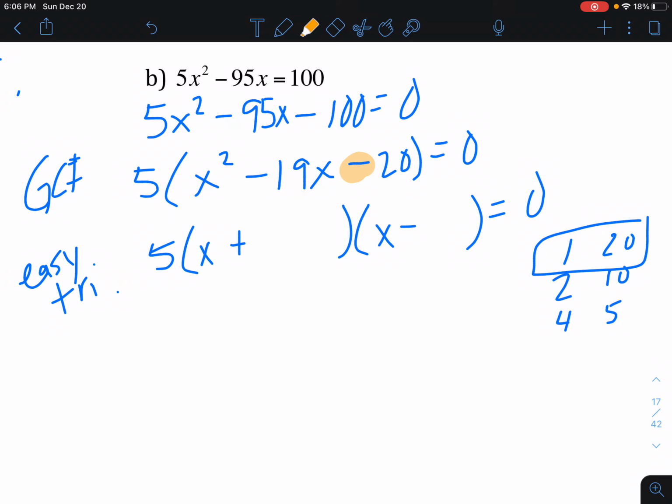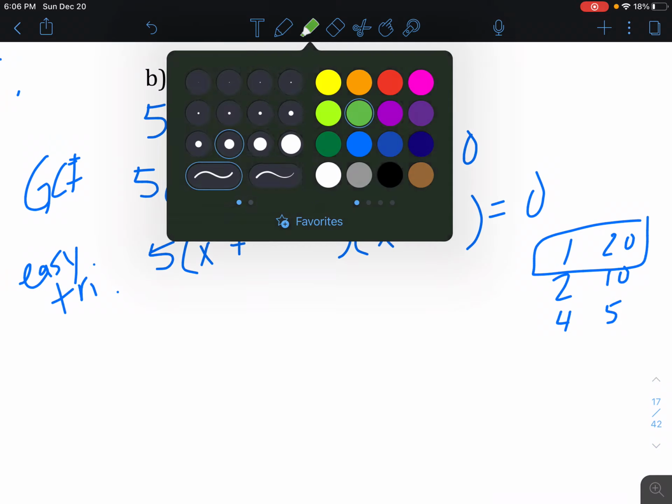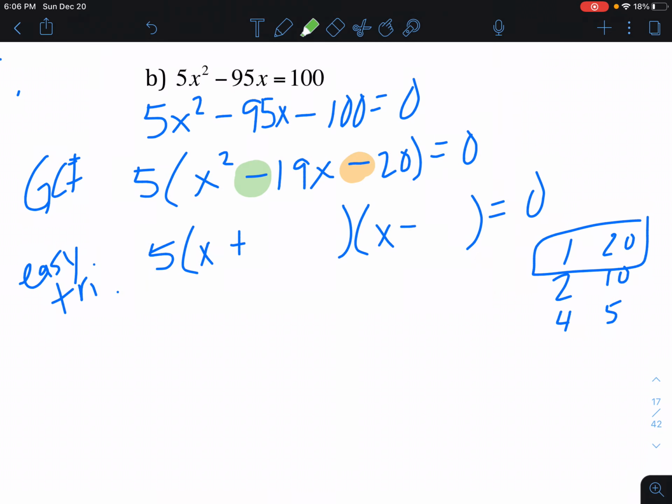Remember our phrase from earlier? Sign of B goes to the bigger number. So the sign of B is minus, so that goes to the bigger number, 20. Therefore, the 1 must get the plus. And notice, 1 minus 20 is negative 19. That's where the sense comes from. That's how it makes sense.